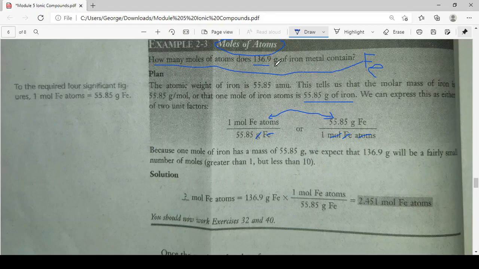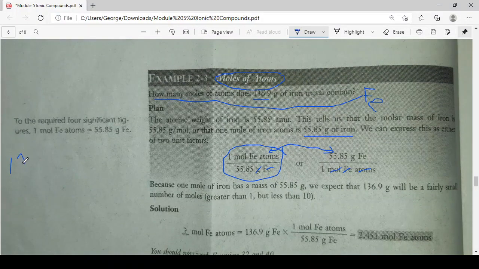Since what is given to us is 136.9 grams, we will use the first expression of your unit factor. So we are given first 136.9 grams of your Fe.